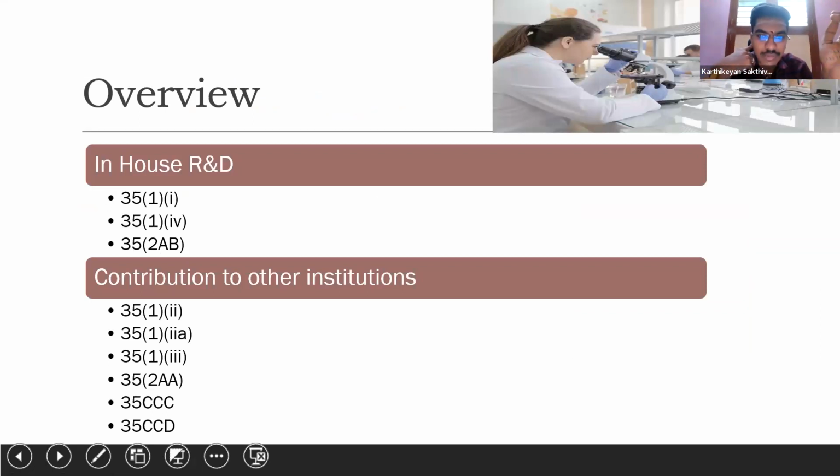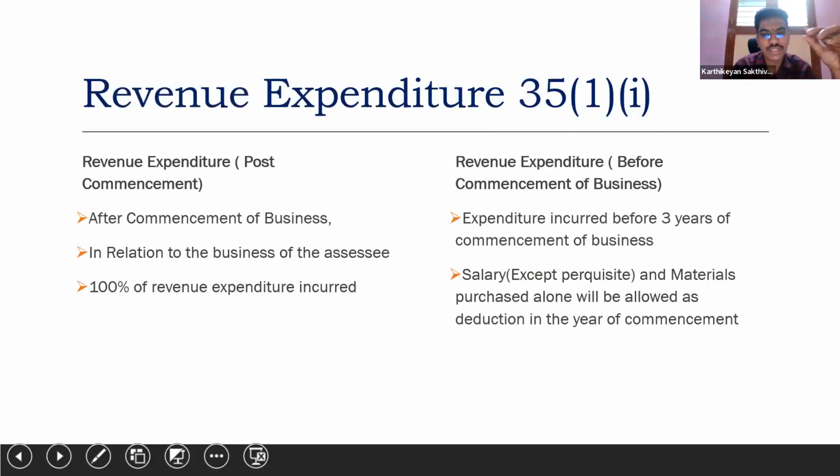As far as research expenditure is concerned, you have two major categories. One is in-house R&D, the other is contribution to other institutions. For in-house R&D, the provisions are given in 35(1)(i), 35(1)(iv), and 35(2AB). For contributions to other institutions, 35(1)(ii), 35(1)(iia), 35(1)(iii), 35(2AA), 35CCC, and 35CCD are the sections. So first, let us understand research expenditure.